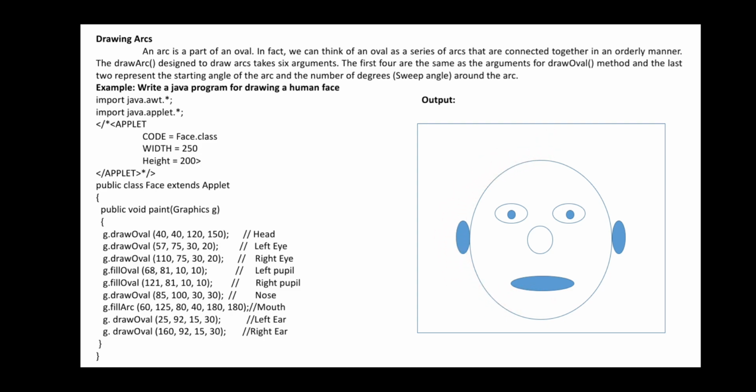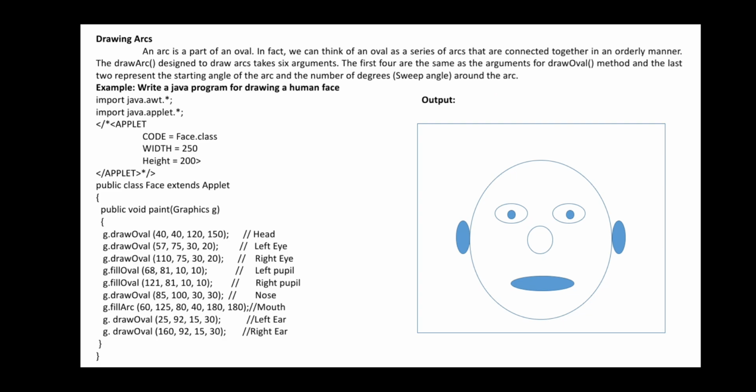So, at most I want to have one ellipse, or we can say it is a circle over here, or we can say it is an oval. Then next, draw arc, designed to draw arcs, takes 6 arguments. The first 4 are the same as the arguments for draw oval, and the last 2 represent the starting angle of an arc and the number of degrees of sweep angle. We can say sweep angle around the arc.